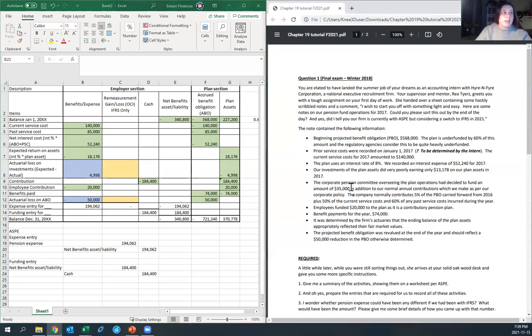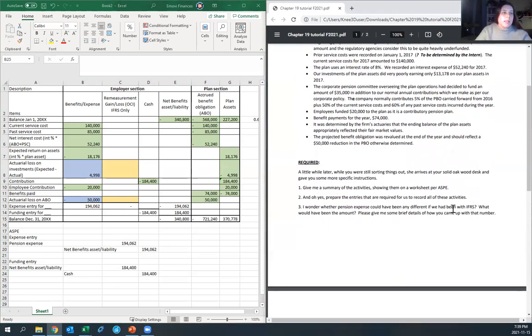Then they're going to ask us under IFRS, what would have been different? What would have been the amount of the expense? So what you can do here, you can start with your pension expense under ASPE. That was 194,000. And then the two accounts that are affected are your two actuarial losses. So you want to cancel the effects of these two in your benefit expense because they're going to go in your other comprehensive income under IFRS.